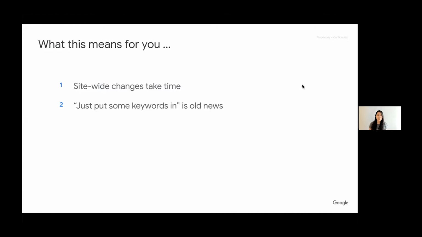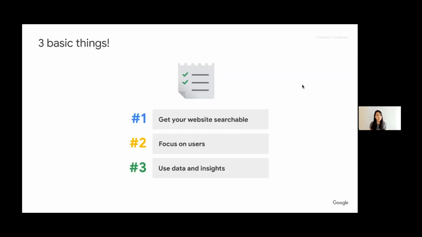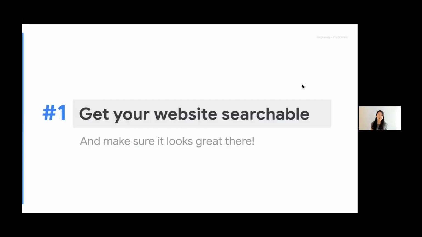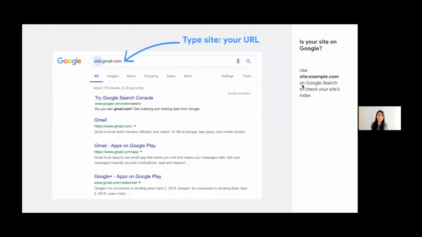Second thing is we understand more than just keywords or words on your websites. Like I said, we do rendering on pages as well. So you just have to focus on making great content for your users and try to make your site crawlable and easy to understand as much as possible. Moving on to 3 things that you can do for your websites. First, make sure that your pages are searchable and that they look great on Google search result page.